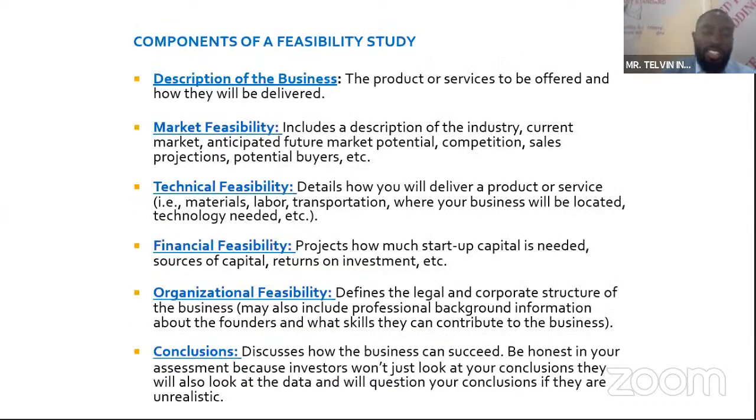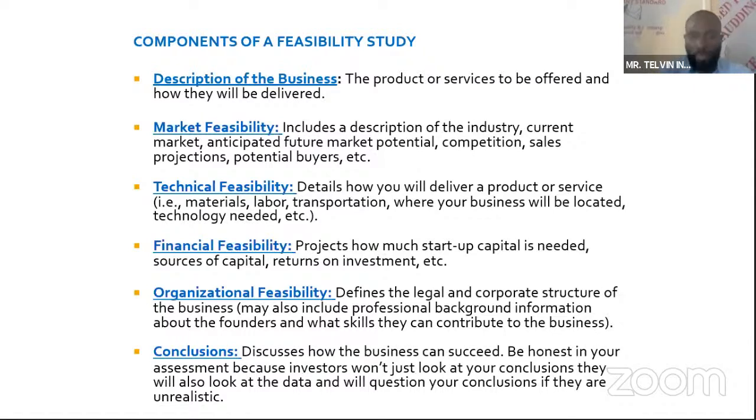When we look at the outline, I told you that we are going to look at components of feasibility study. Now, let's look at components of feasibility study. One of the components is description of the business. In this description, the product or service to be offered and how they will be delivered. That will be your description of the business.